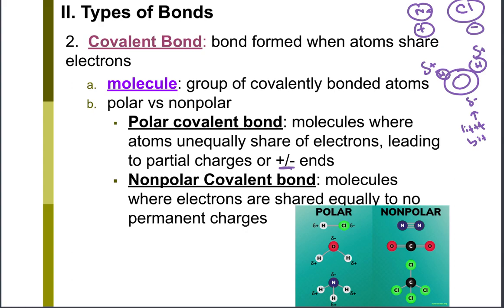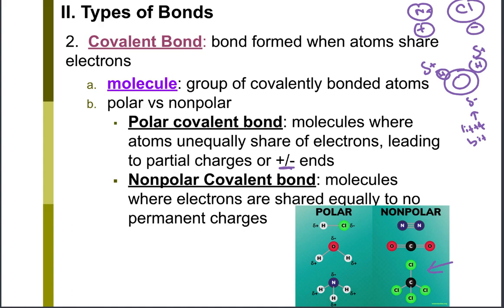Okay? Nonpolar covalent bonds are atoms that are just sharing electrons, but it's an equal split. So you get one hour of TV, I get one hour of TV. There's no unequal division, so they end up having no differences in their charges.